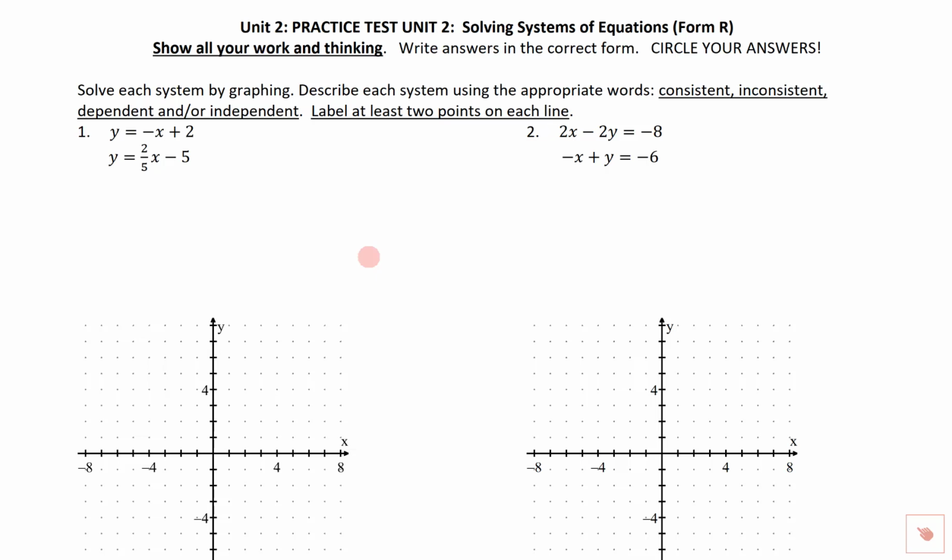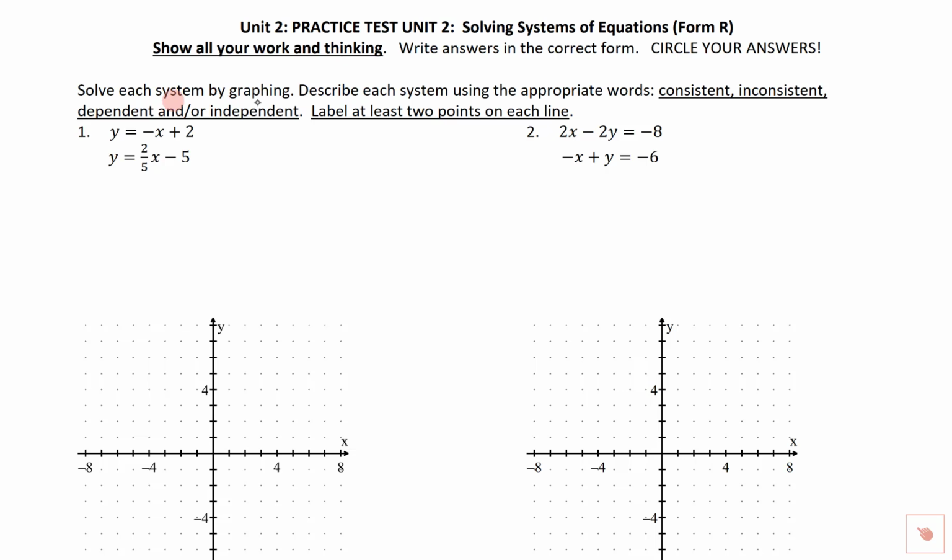Okay, so let's take a look at this Unit 2 practice test. We've been talking about how to solve systems of equations in this unit. So remember, always make sure you show your work and what you're thinking as you're solving these. Write our answers in correct forms. Make sure we pay attention to the instructions and circle our answers.